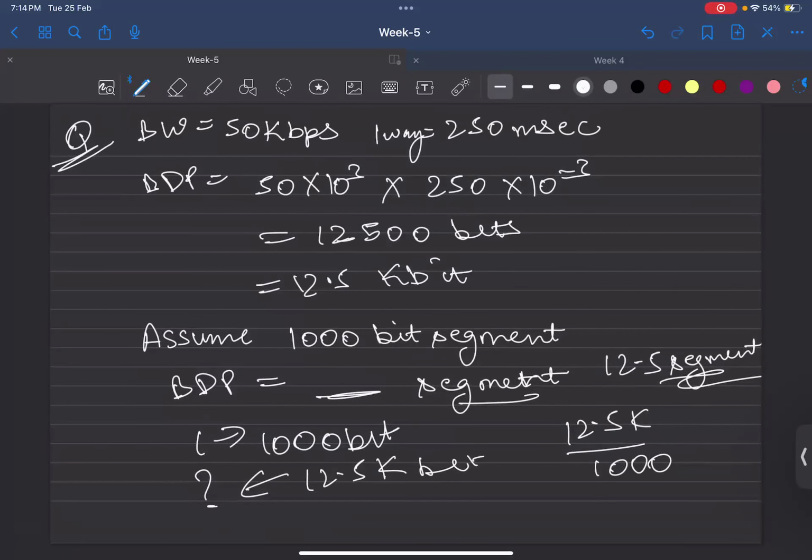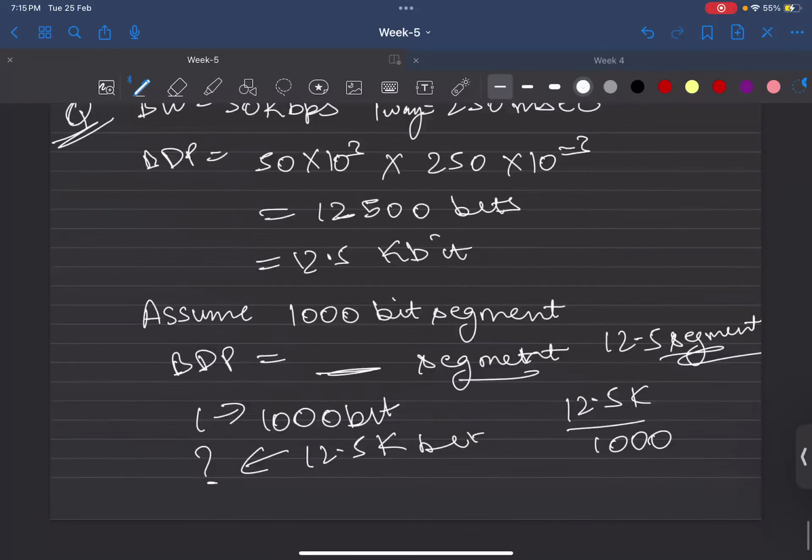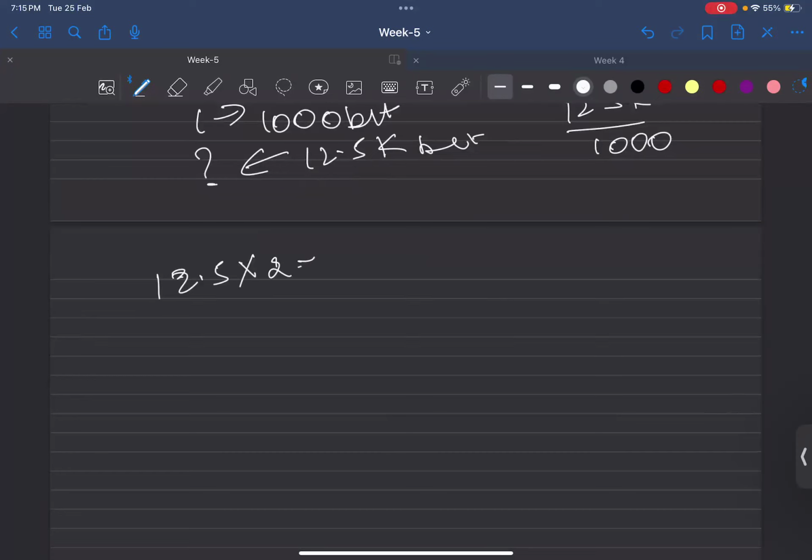And now if we have round trip time, we'll multiply by 2. That's 12.5 into 2, that is 25 segments. Any doubt? +1. I'll come to that. Why +1? You're absolutely correct that 12.5 into 2 is 25. Now you mentioned +1. Why +1?